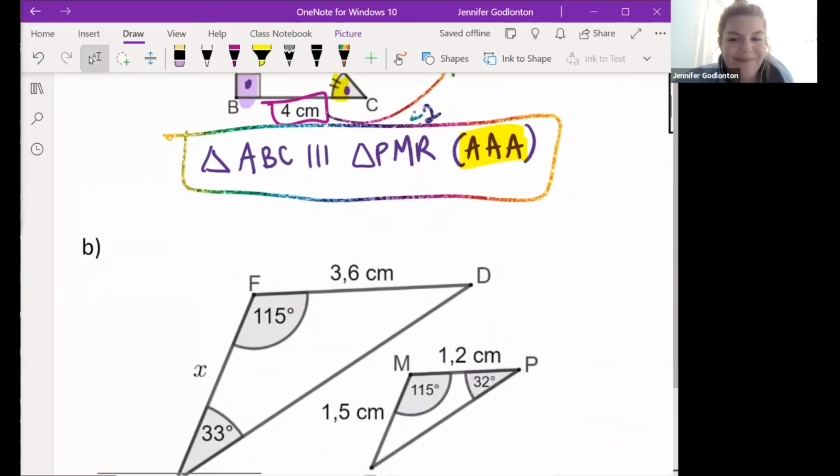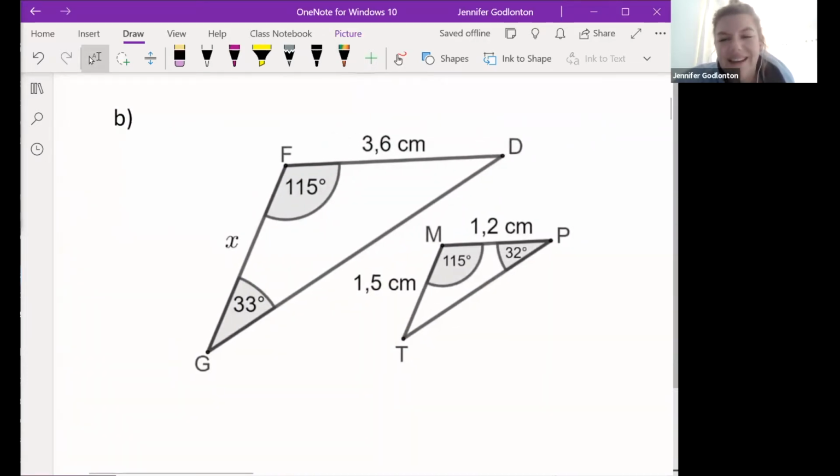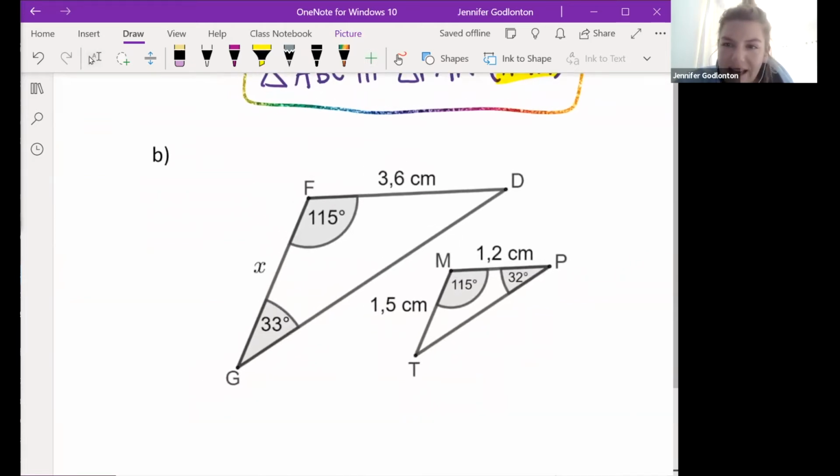Okay. So this is your question. Now, you do have to think a little bit about it before you get going. My first question to you before you do anything fancy is, are these triangles similar or are they not similar?